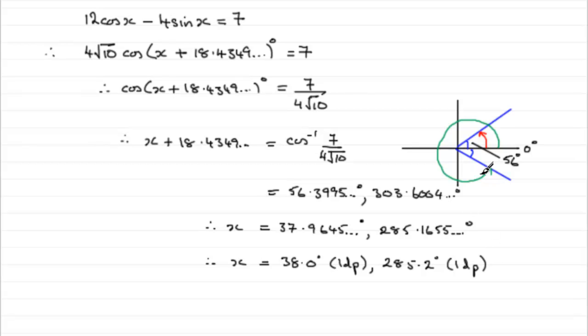So I hope that's given you some idea how to do that, but as I say, don't make the common mistake of working out this angle, taking away 18.4349 degrees from it, getting 37.9 odd degrees, and then marking that in on your quadrant diagram, and eventually doing 360 minus the 37.9645. You'll get it wrong. Okay? So, well, that brings us to the end of this part anyway of the question.